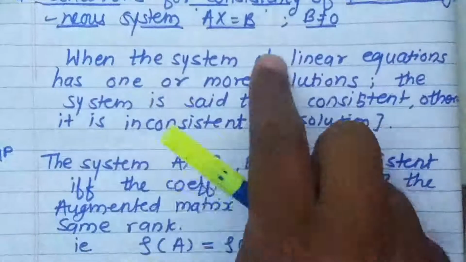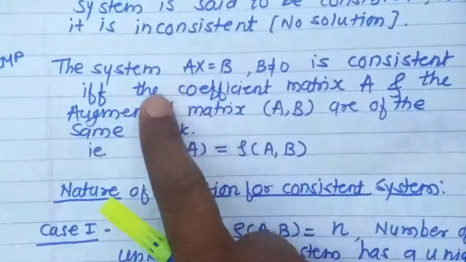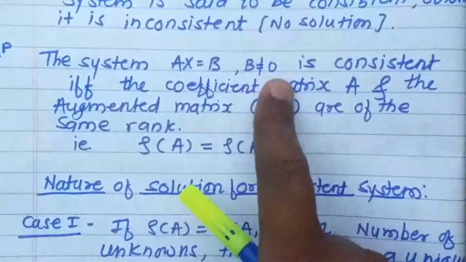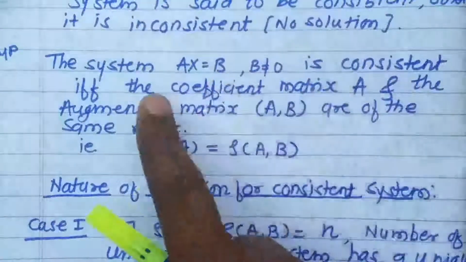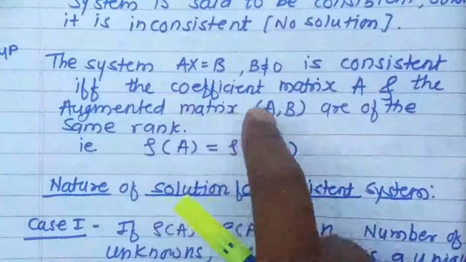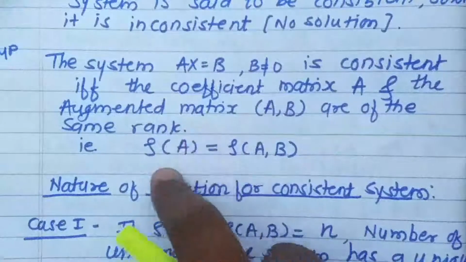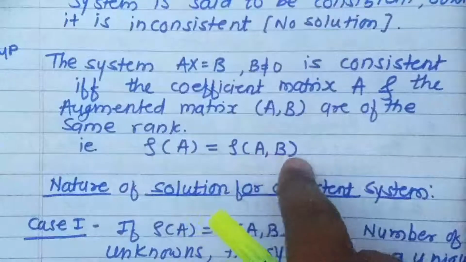Okay, now we are going to discuss the conditions for consistency. This is a very important line. The system Ax = b, where b is not equal to 0, is consistent if and only if the coefficient matrix A and the augmented matrix [A, b] are of the same rank. That means the rank of A has to be equal to the rank of [A, b].